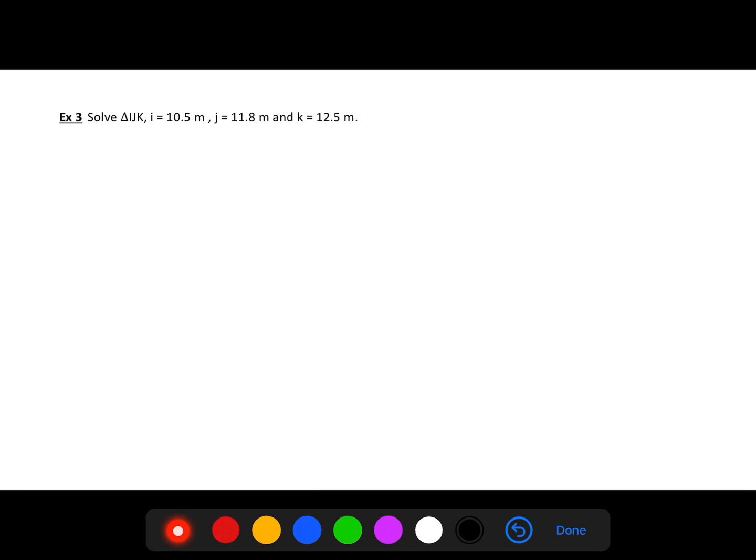Example number 3, we want to solve triangle IJK. So again, solve means to find everything that we don't know in that triangle. The first thing we always want to do is make sure that we draw our triangle. So we're going to sketch our triangle to start with. We know it's probably not to scale, and that's okay, but we want to see what we need to know and how we're going to get there. So triangle IJK, we don't know if it's a right angle triangle or not, so we can't use SOHCAHTOA.